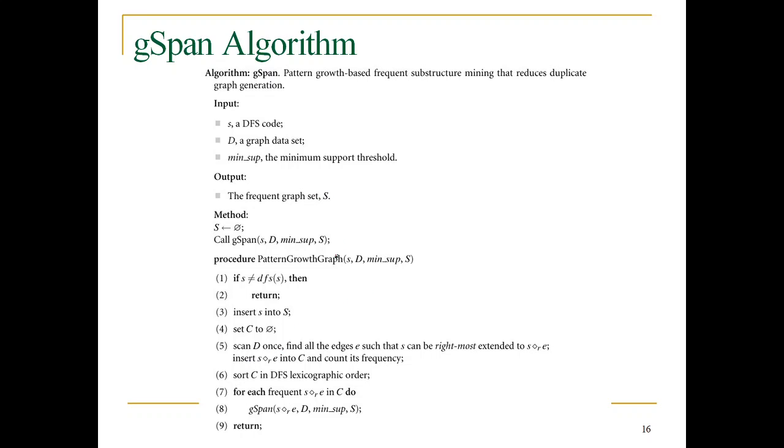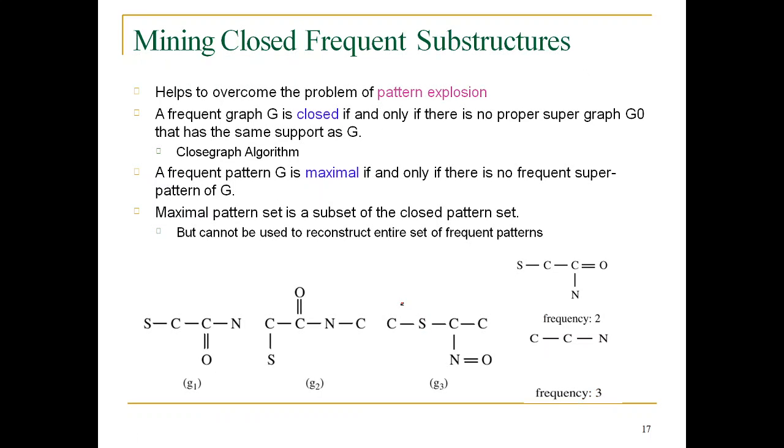So once we scan, we are going to take the data sets and the minimum support. Then we are calling the gSpan. Then we are going to scan all the D data and find out the edges, and we are going to find out the rightmost extended value. And we are going to insert the values into C and count the frequency and find out the DFS code in lexicographic order for each graph in C, and we are going to call gSpan. So like that we are going to form the frequent pattern.